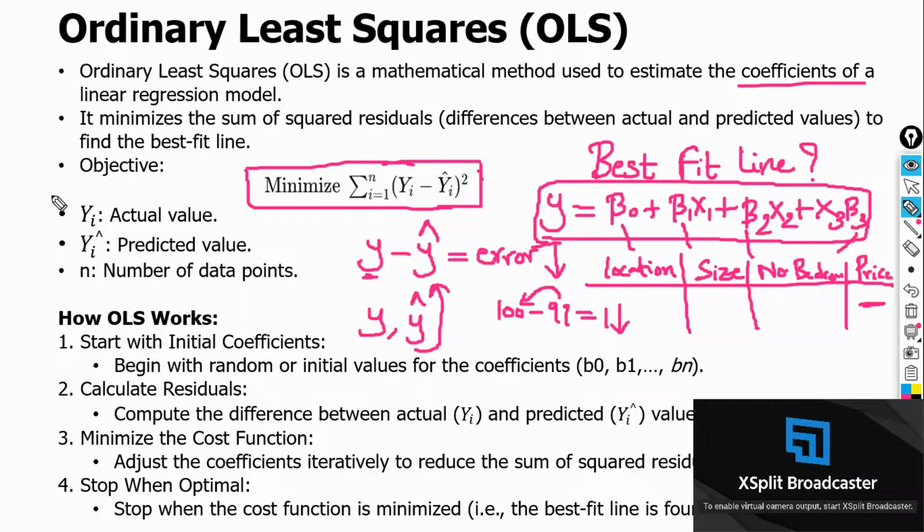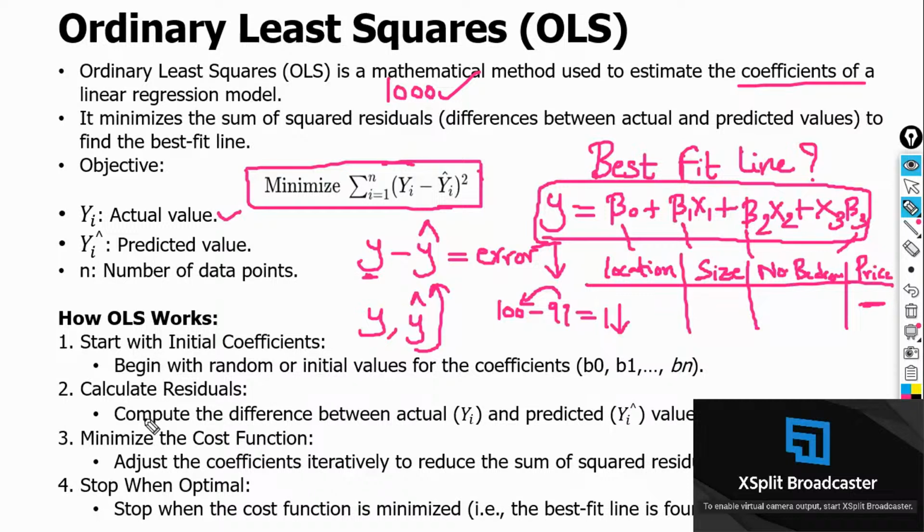All right, we also have the terminologies. Yi represents the actual value, y cap the predicted value, and n represents the number of records. Data points, nothing but number of records. If I have 100, I'll have 100 records. If I have 1000 rows, 1000 records. So I'll get 1000 values. For each and every record, I'll get a prediction. I'll get an error. So that means 1000 errors will be calculated.